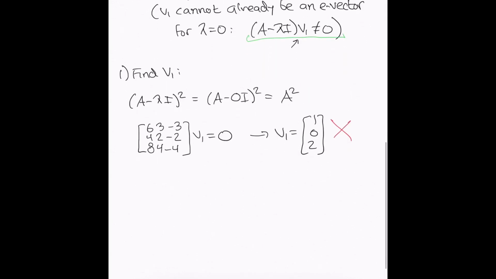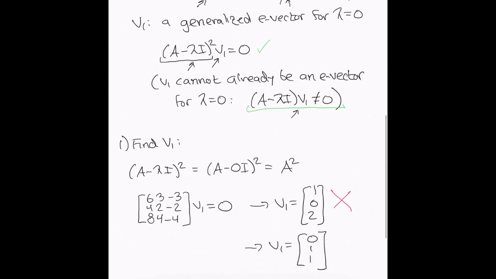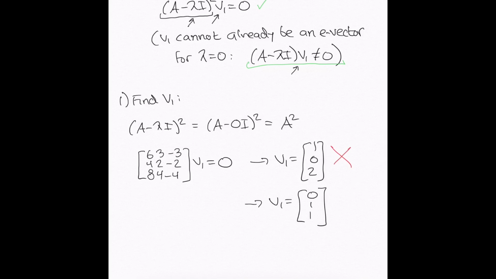So what you need to do is pick a different one. There are other options, right? I can ignore the first column, and then I'll make it 0, 1, 1, because that works perfectly fine as well. And that is clearly not in the span of 1, 0, 2. So this part is now satisfied as well, and I have my v1. So we're good to go here.